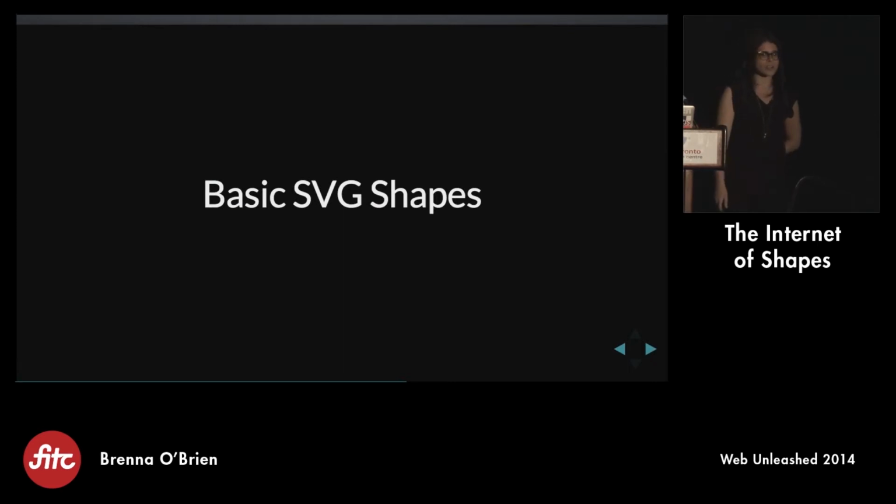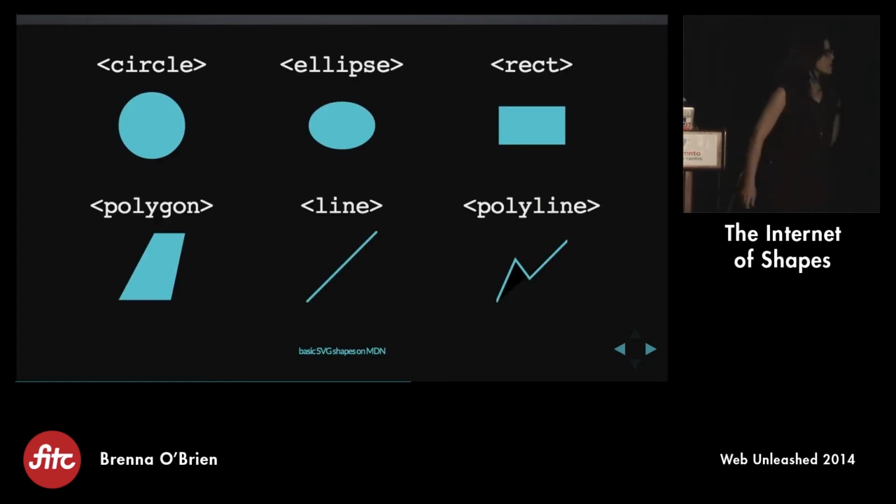So right out of the box with that SVG element, there's a few basic shapes that we can create with their own child elements. So there's a circle, an ellipse, a rectangle, a polygon, a line, and this thing called polyline. So all of these can be thrown right in your code, and you just have to specify the coordinates of how you want that shape to render.